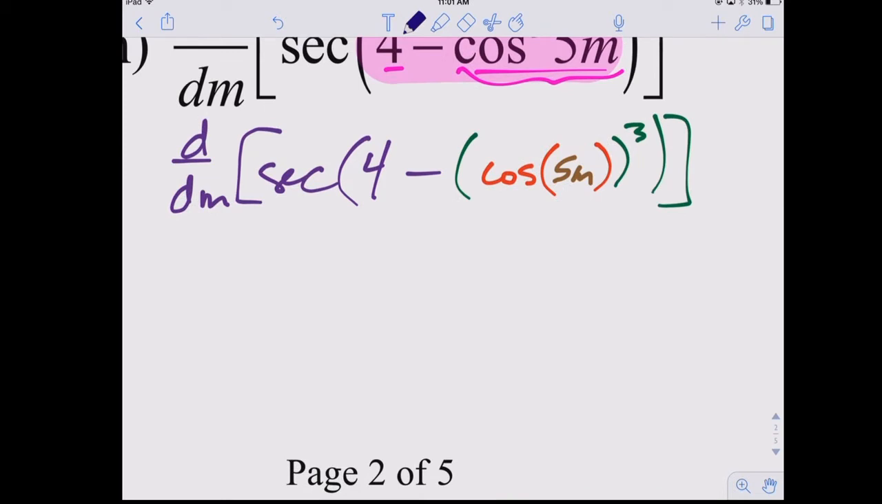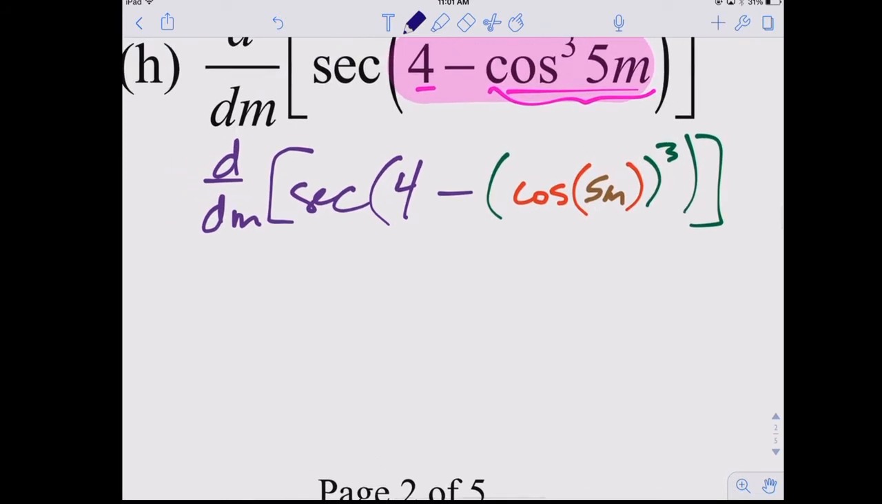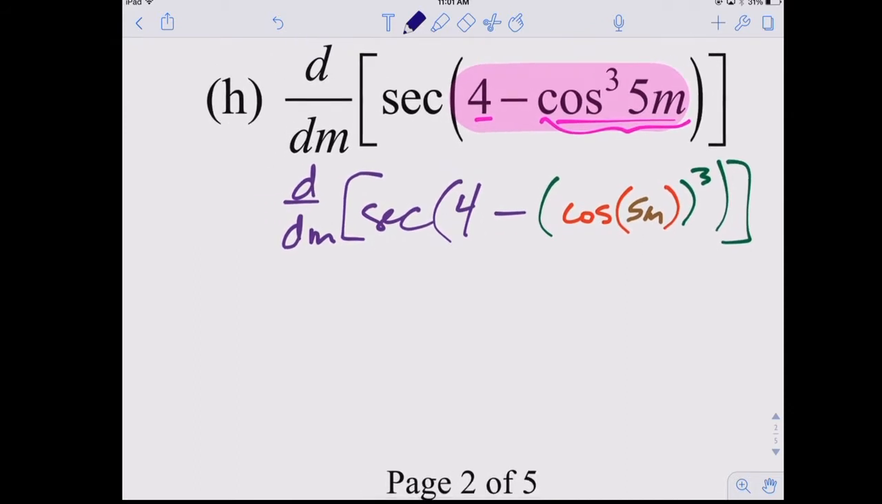From the outside in now, the derivative of secant of blob is secant blob tangent blob. Oh, that's going to be fun. Now I'm going to go ahead and write the blob as the original condensed blob, just because that's the whole purpose of having it condensed. It's easier to write. Secant blob, tangent of the blob.